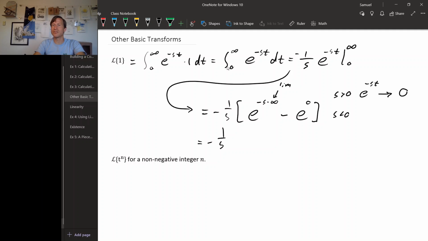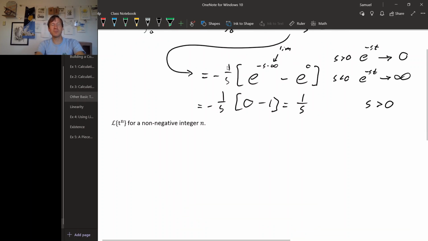If s is negative, then this exponent is going to positive infinity, and then e to the minus st goes to infinity. So as has been the case in a few other examples, we have to have s being positive for this to be defined. But if s is positive, then this first exponential is 0, minus 1, and so that means the whole thing is just 1 over s. So the Laplace transform of 1 is 1 over s.